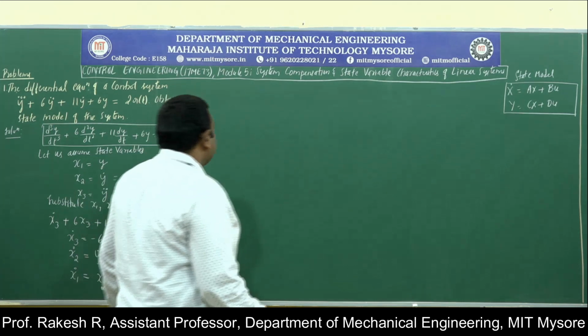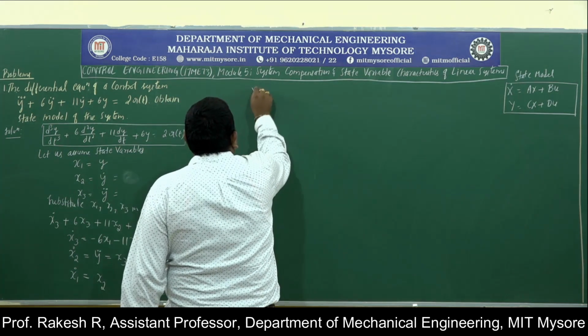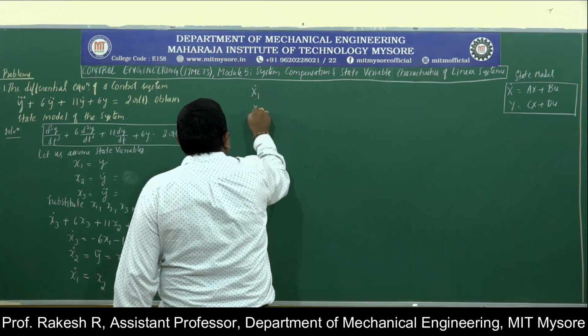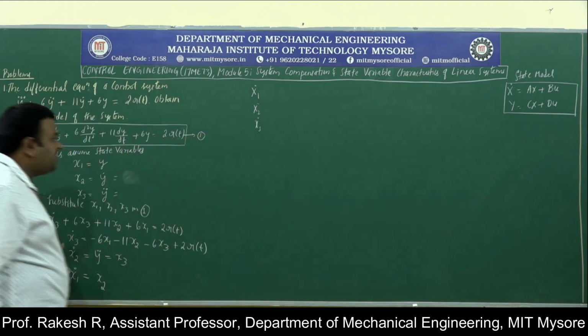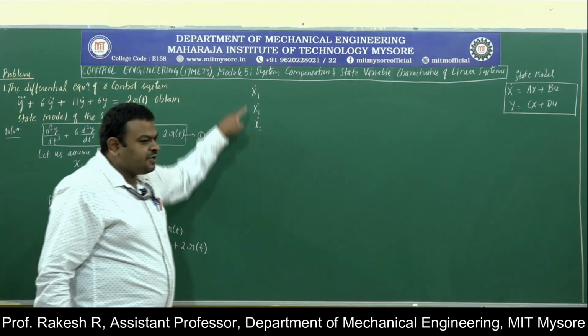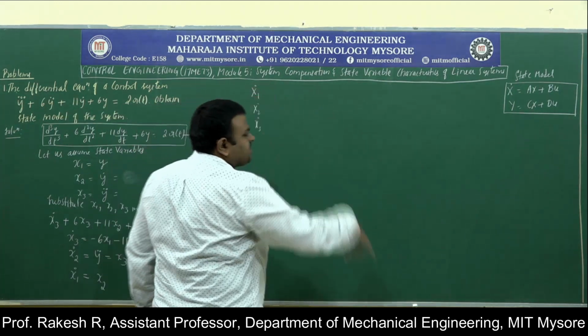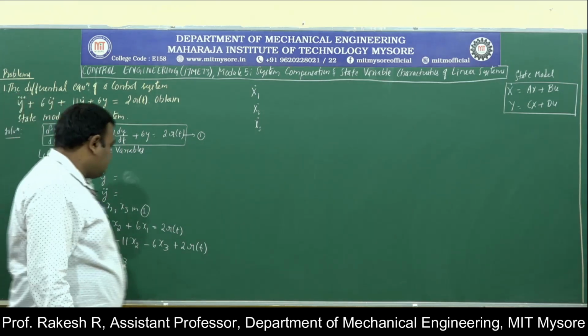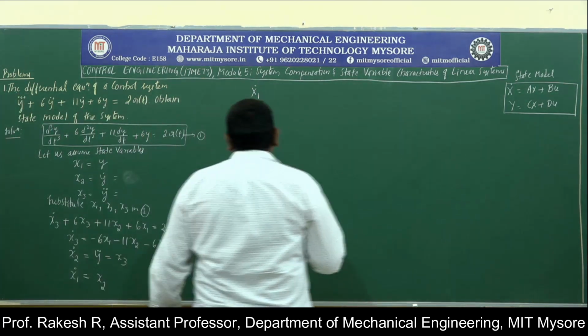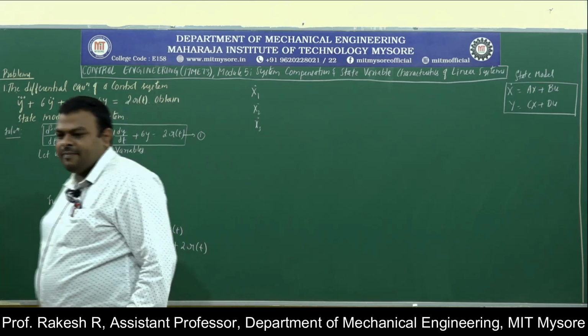I will write in the general form, in terms of x1 dot, x2 dot, x3 dot. If you are using capital letters here, use capital letters here also. So the basic representation is by using capital letters. So avoid small letters while writing the states. Better to use capital letters.